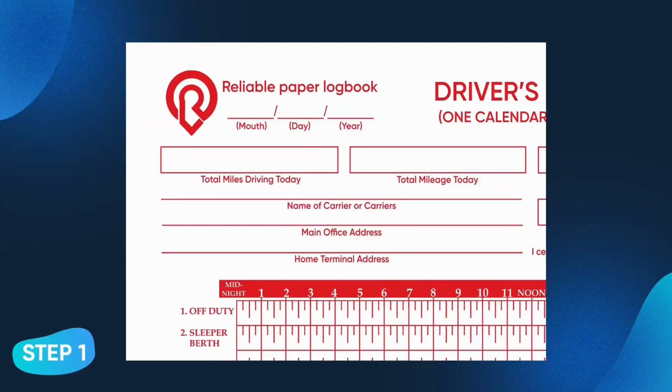You should fill in the date, carrier name, main office address, and terminal address. List the month, day, and year at the top of the log in the appropriate box. Then, look for the name of carrier box and write out the name of your company. Underneath this, list the full address of your company office, followed by your home terminal address. Typically, your main office and home terminal address are the same.